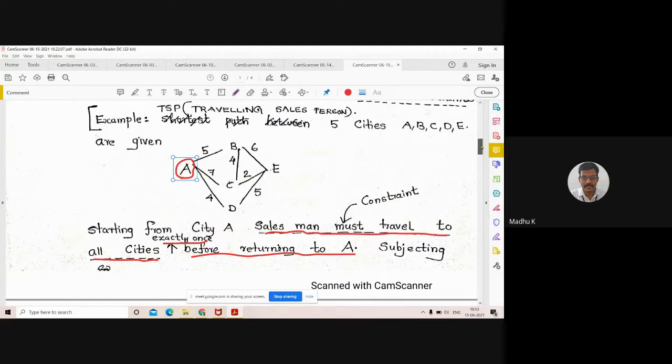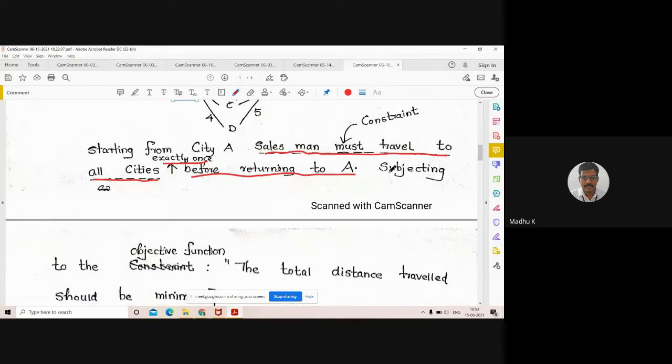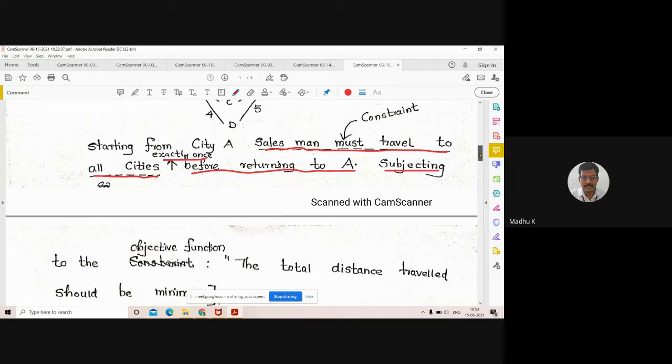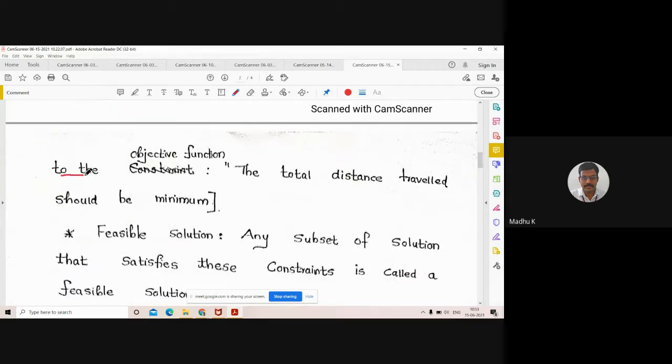So, in addition, subjecting to the objective function. There is a constraint and there is an objective function also. Subjecting to the objective function, the total distance traveled should be minimum. So the total distance traveled should be minimum. This is the objective function of that problem.